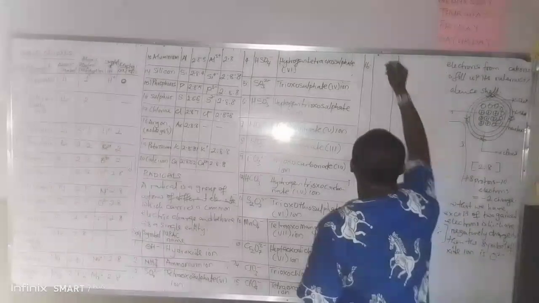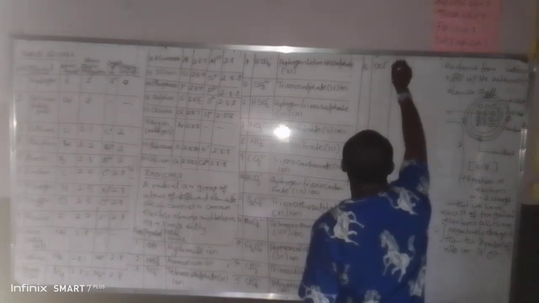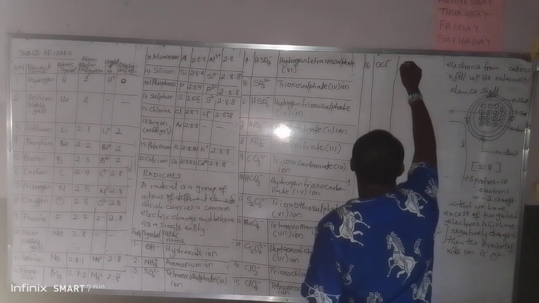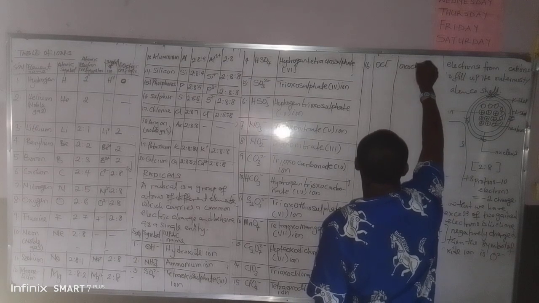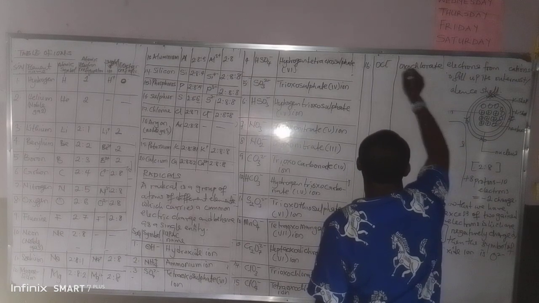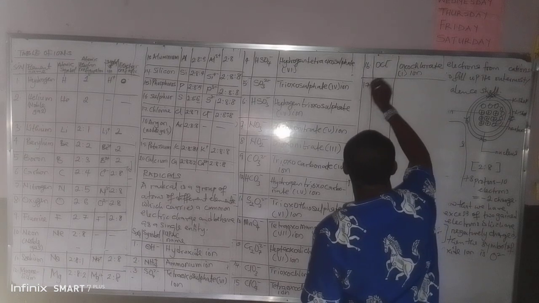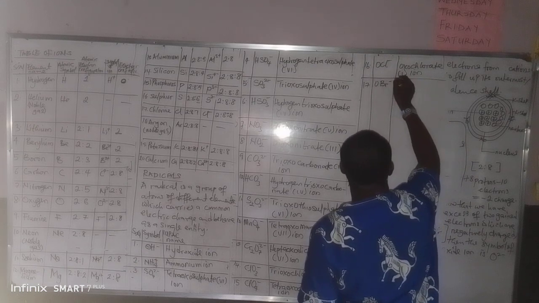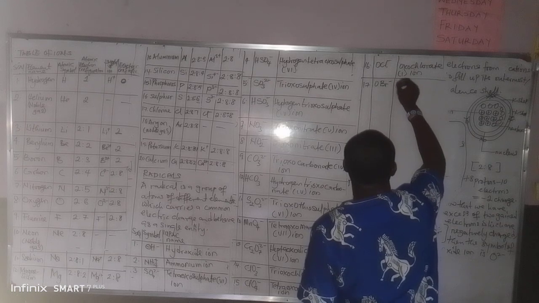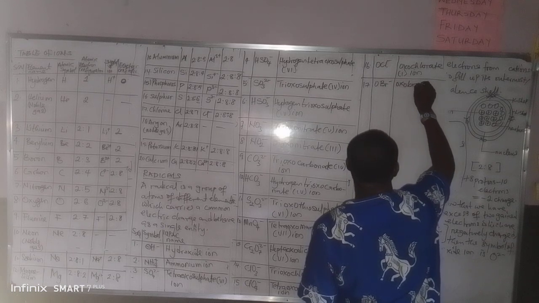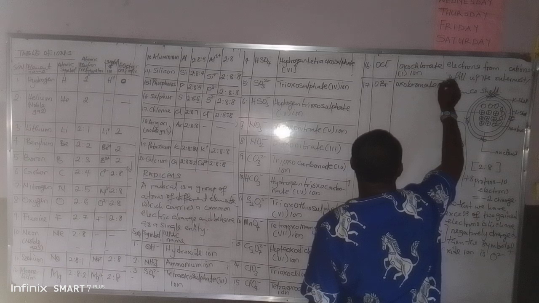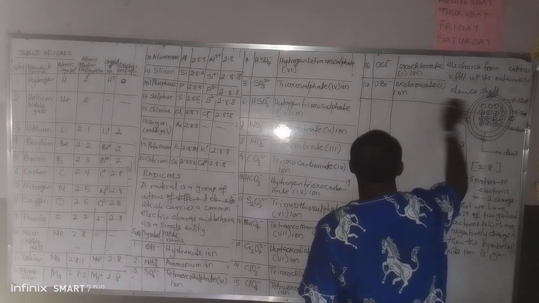Now, you can decide to have the OCl minus. The oxygen is behind. This one is oxochlorate 1 ion. It can also be OBr minus. So this is oxobromate 1 ion. Please take note of that.